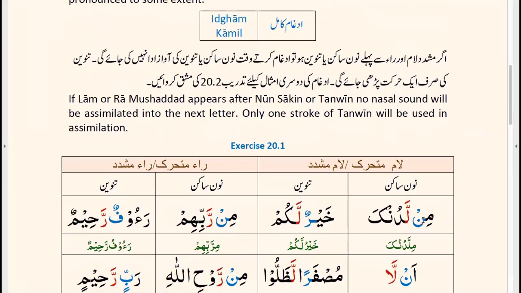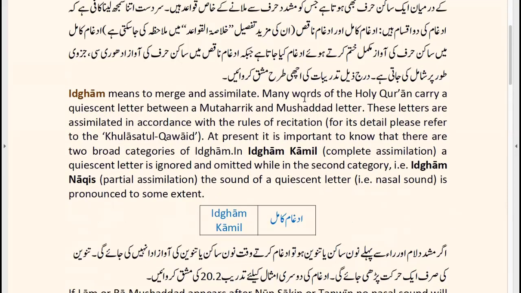Quiescent letter means a sakin letter, a letter, for example, the noon here, having a sukoon sign. So there is a quiescent letter in between the mutaharrik letter and the mushaddad letter. It's sandwiched between these two. Mutaharrik means it has got a fatha, kasra or damma. This one has got a kasra. So the noon is in the middle of a mutaharrik letter and a mushaddad letter. That's what it means. That's what the verse just meant. So these letters are assimilated in accordance with the rules of recitation.